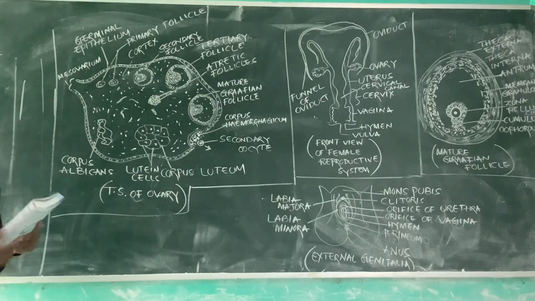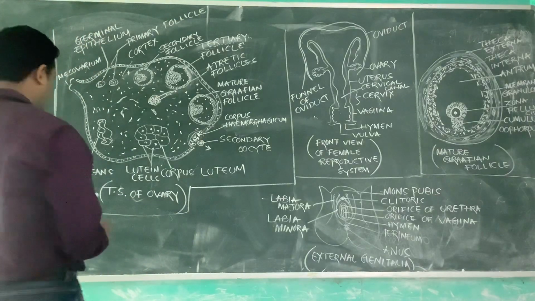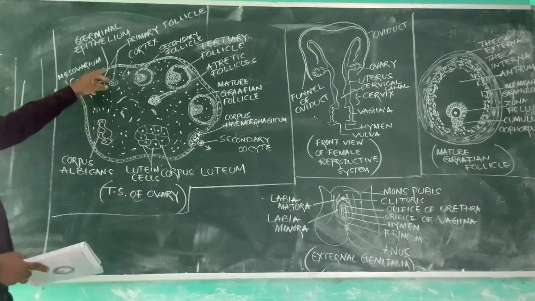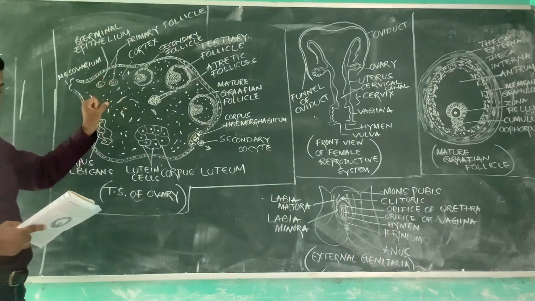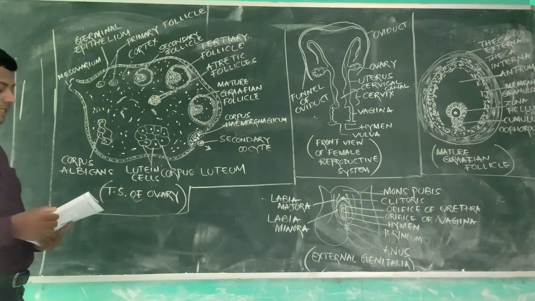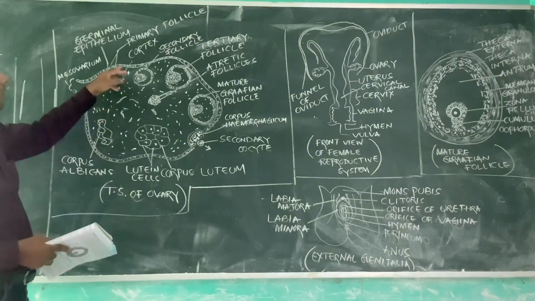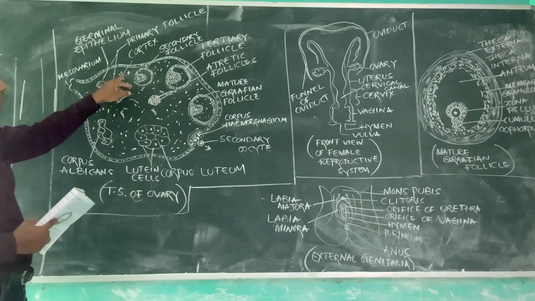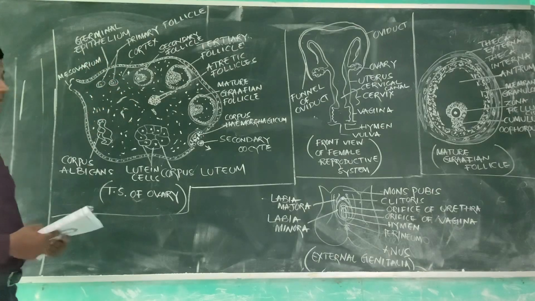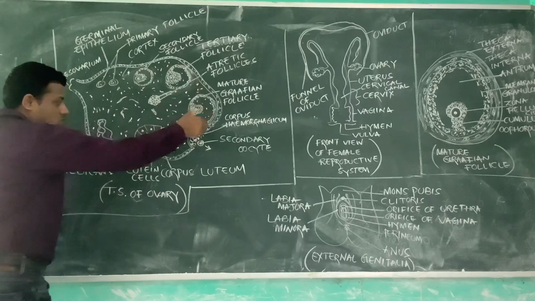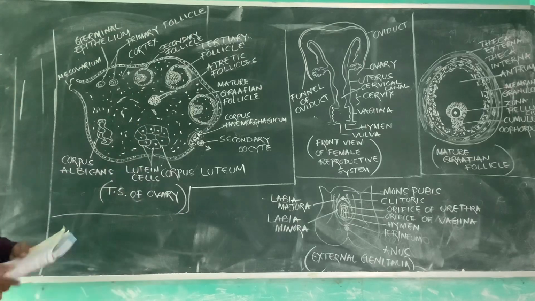Anatomically, the ovary is differentiated into 4 parts. So what are the parts? Germinal epithelium, the outermost lining of the ovary, and below it, tunica albuginea, which is the fibrous tissue, and another part, the cortex, and the innermost part is the medulla. This portion is called the ovarian cortex, and this portion is called the ovarian medulla.